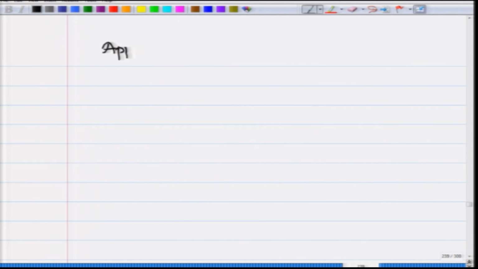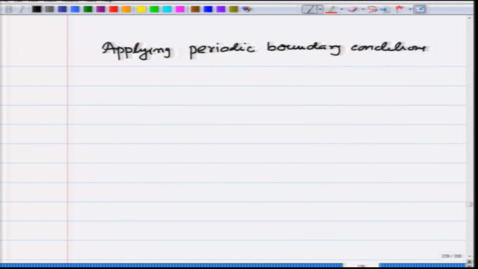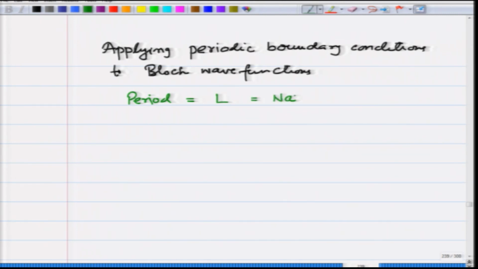So, recall last week we had discussed Bloch's theorem and how the periodic potential leads to energy bands and energy gaps at Brillouin zone boundaries. And finally, what we discussed was applying periodic boundary conditions to Bloch wave functions, and we got that when the periodic boundary condition is applied over a length L, which is n times a, n is the number of cells.